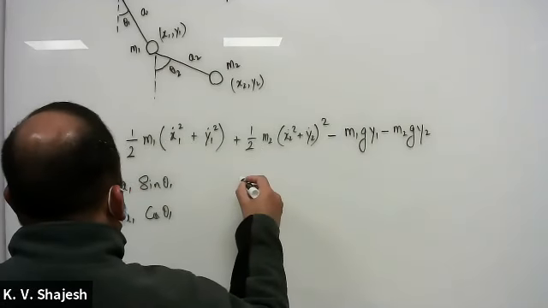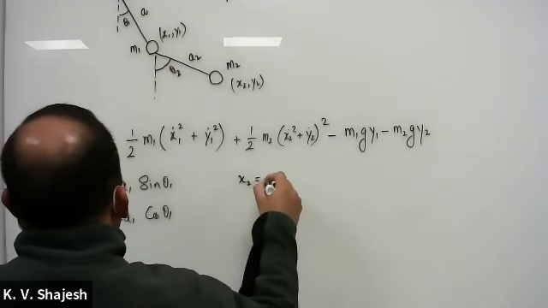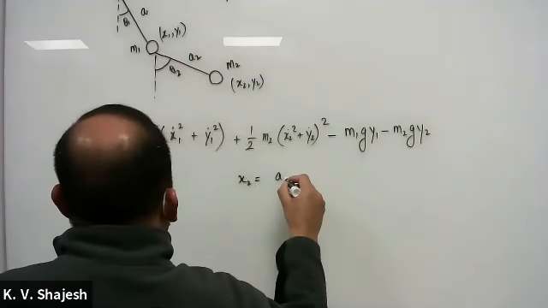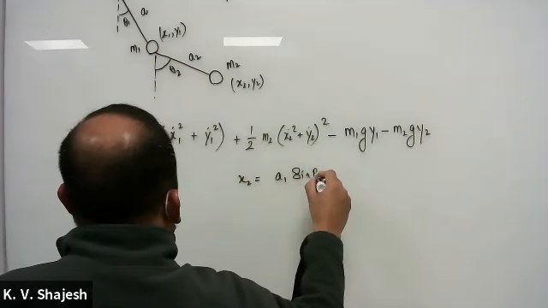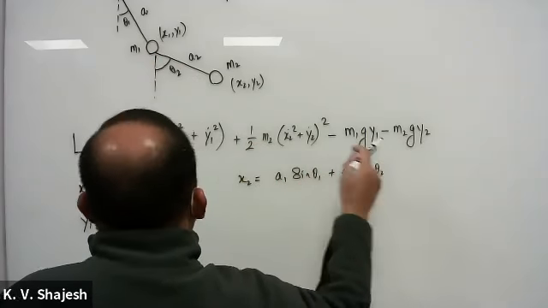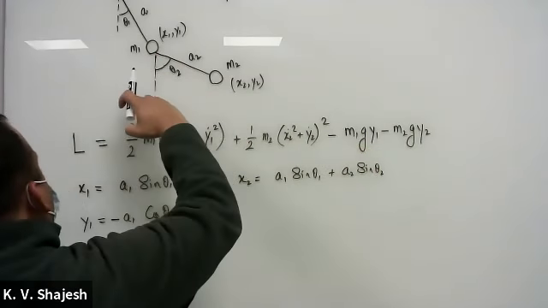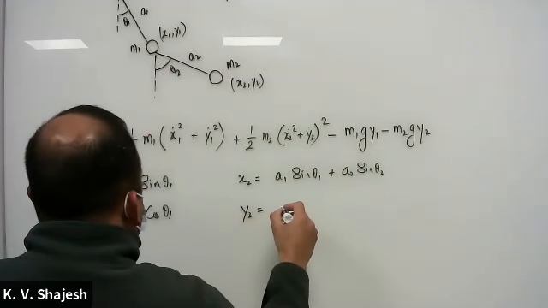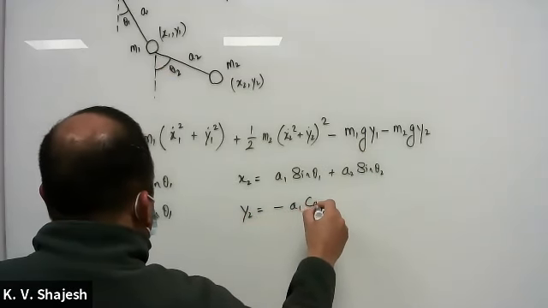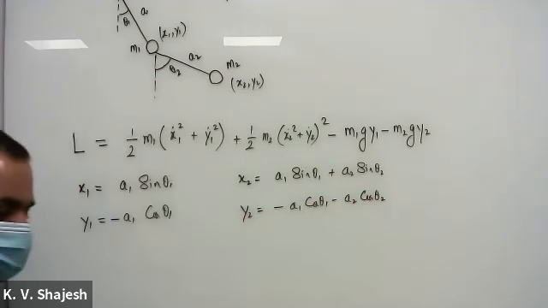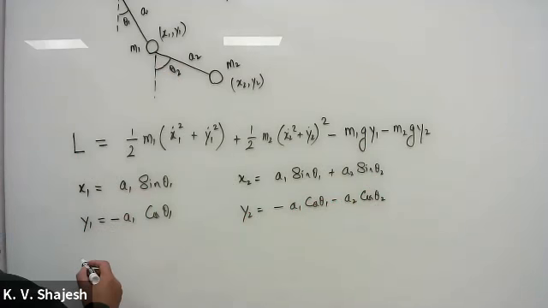Let's write X2 and Y2 also. For X2 and Y2, we have to add to X1 and Y1. So X2 is A1 sine theta 1 plus A2 sine theta 2. That's our horizontal component. And Y2 is minus A1 cosine theta 1 minus A2 cosine theta 2. Hopefully that's clear enough. Now take the time derivative.